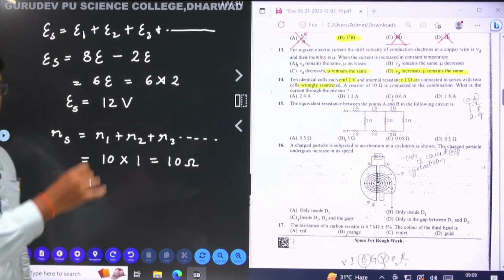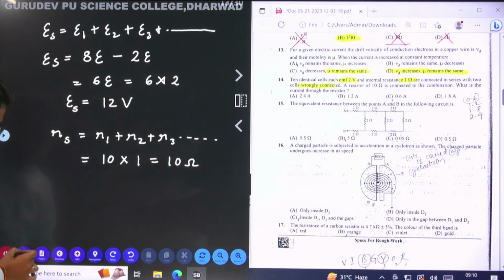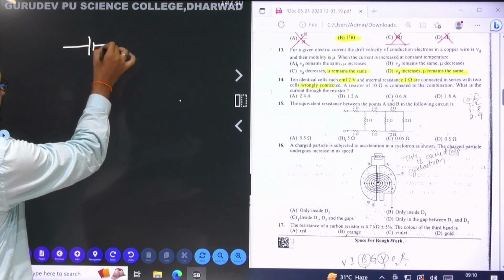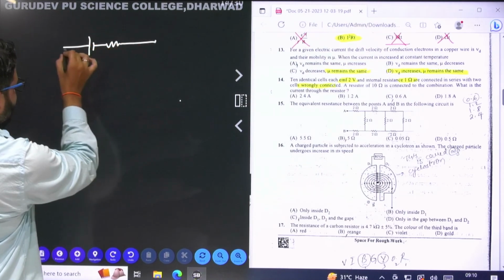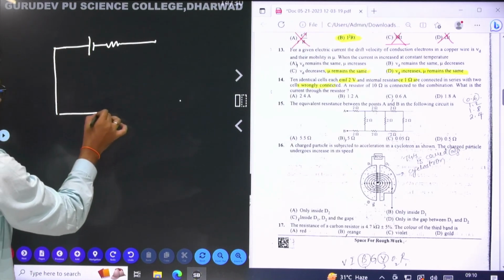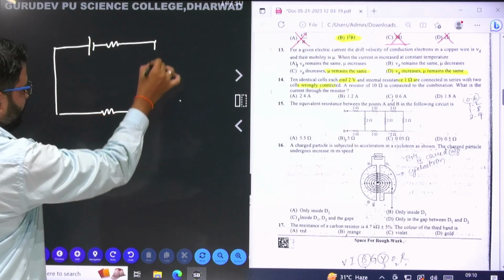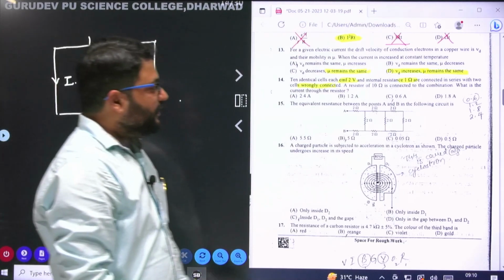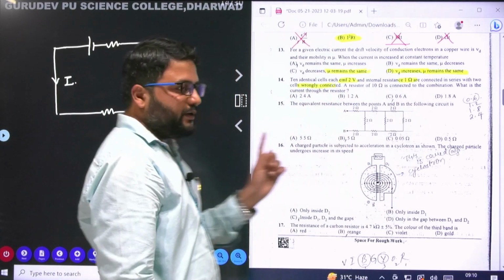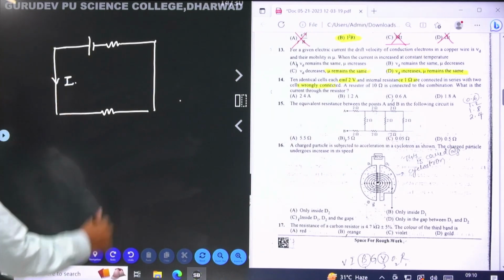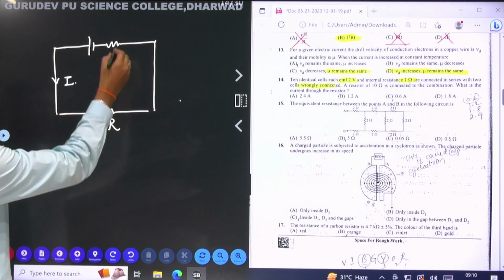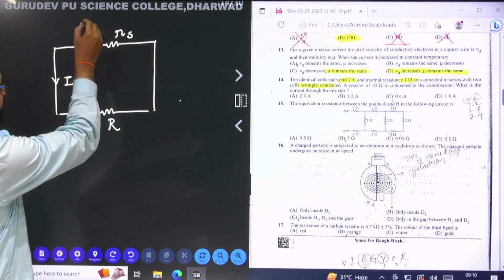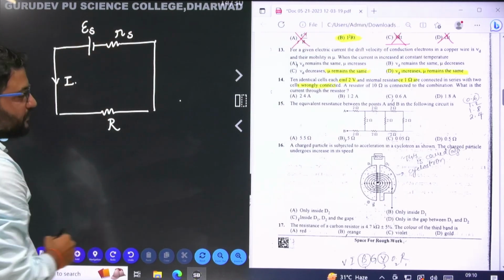Now let us try to draw an equivalent circuit for this. If I draw the equivalent circuit, then I would get a cell along with its internal resistance here, and then an external resistor R and current I flowing in it. What we are asked is how much current flows through it. So I need to write an expression for current. So let me write that this is the external resistance R and this is the internal resistance RS of the whole combination equivalent circuit, and this is ES.